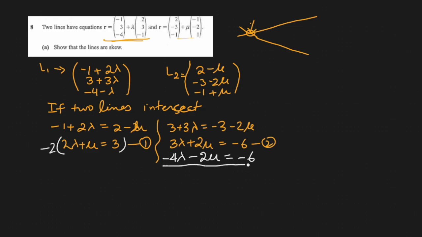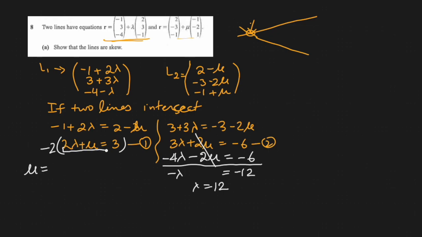3 minus 4 lambda will be minus lambda. They will cancel out while adding 2 mu minus 2 mu. That was the purpose. That's why I multiplied by minus 2 equal to minus 12. So lambda comes out to be 12. What about mu?